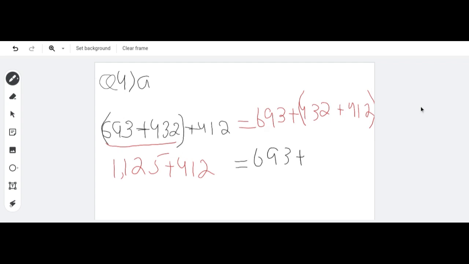693 plus 844. Now I have to add all of these. 1537, and on the other side 693 plus 844 also gives 1537. Yes, I got the correct answer. These two are equal. This is how you have to do question number 4 part. Okay.